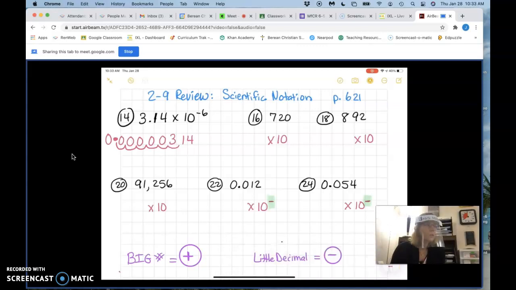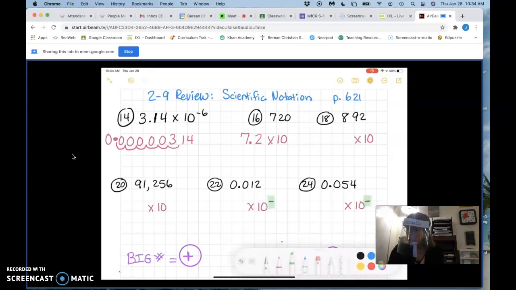We're going to make a number between 1 and 10. So that means I'm going to write the first number, put the decimal, put whatever numbers are after it, but you don't need to put zeros. Okay? So if my decimal is now right here, how many places did I move my decimal? 1, 2. 2 places.